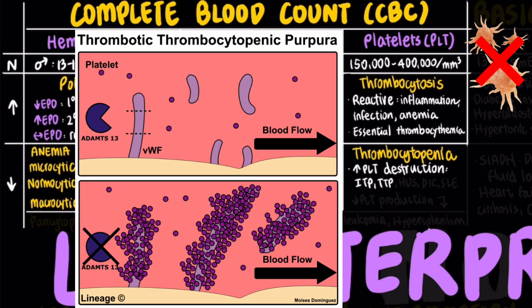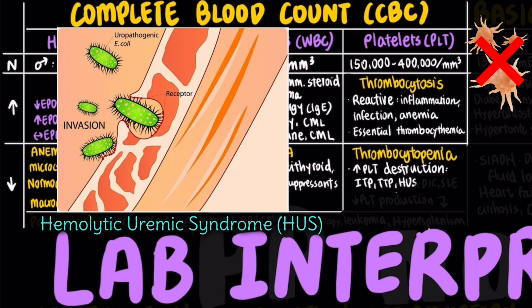TTP, or thrombotic thrombocytopenic purpura, is a rare condition where small clots form in blood vessels throughout the body, consuming platelets and leading to low blood counts. HUS, or hemolytic uremic syndrome, is often triggered by E. coli infection, which causes red blood cell destruction, kidney injury, and low platelets.